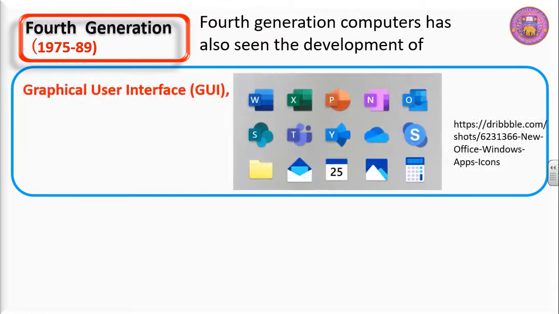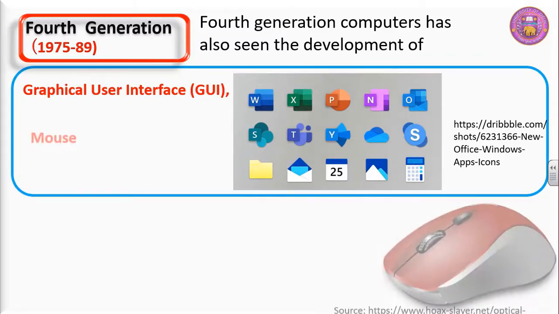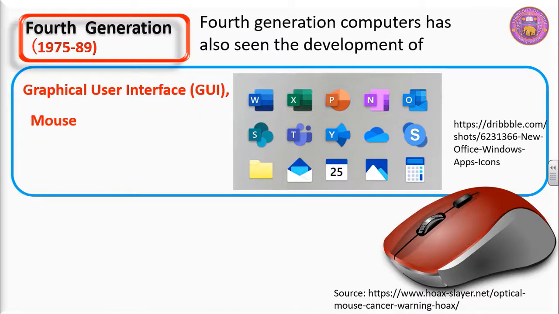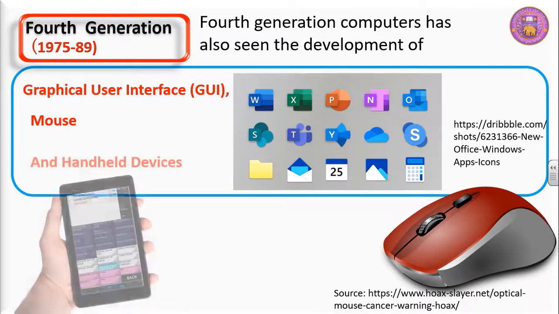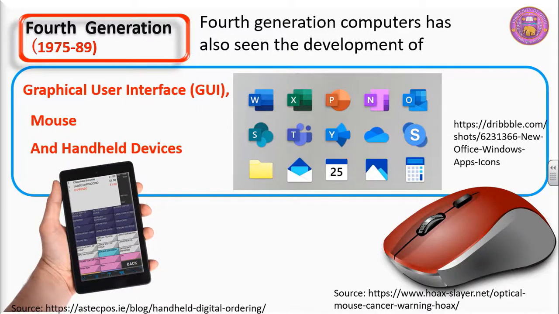The fourth generation computer has also seen the development of the graphical user interface. In many cases, you must have seen you are using certain icons on the computer. These icons are termed as graphical user interface. In the fourth generation computer, we have also seen the development of the mouse and handheld devices.